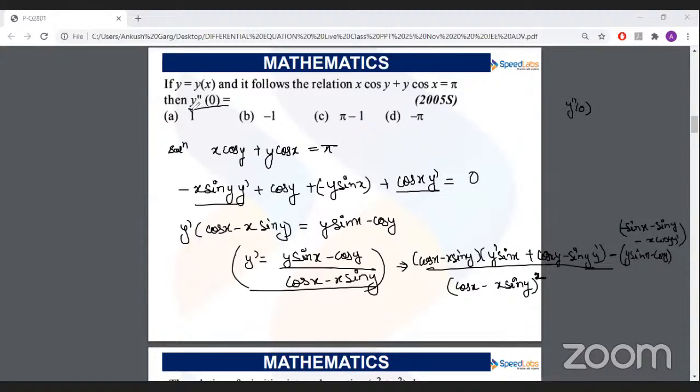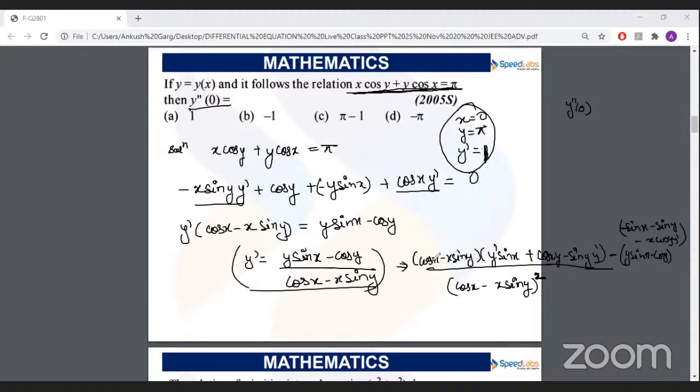Now basically you have to find y double dash 0. That means you have to put x equals 0, and on putting x equals 0 you can see over here that y we are getting as pi, right? Because cos 0 is 1, this term will be gone. So y is pi, and what are we getting for y dash? The numerator is 0 minus cos of pi, that is minus 1, so minus minus is plus 1, upon cos 0, that is 1. So y dash we are getting as 1. So putting all these three values over here, now you have to simplify.